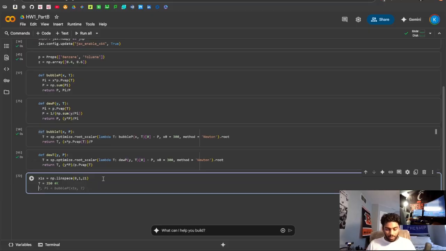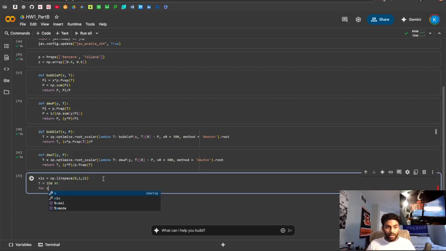Now, the next thing that I want to do is create a for loop. And why do I want to create a for loop? Well, we're going to keep doing our bubble temperature calculation over and over and over again, so that we can get our set of plots according to our x1s.